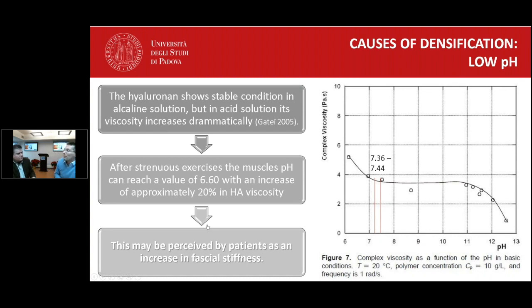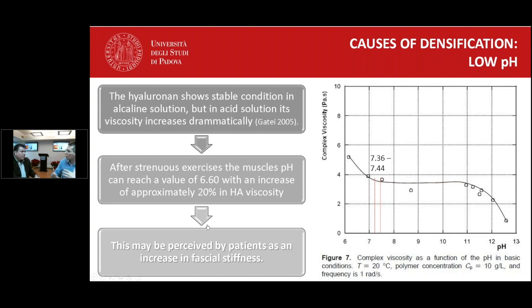I will be curious to ask you if you have ever done a half marathon or important activity, because at the end normally the patient will complain, when they stop running, of a sort of stiffness, okay? And then after 15 minutes, that goes away. Why? Because intense exercise can decrease the pH in the muscle and the blood down to 6.6. As we can see from this graphic, from a pH of 7.4 to 6.6, the viscosity of the hyaluronic acid increases by 20-25%. A 20-25% increase in stiffness is the same sensation that an athlete has at the end of a marathon. Because you produce lactic acid, it decreases the pH, and so increases the stiffness.